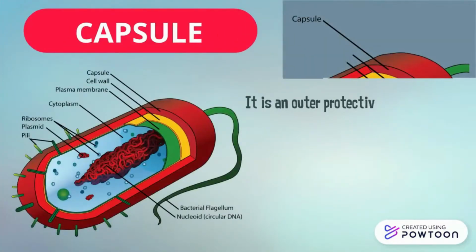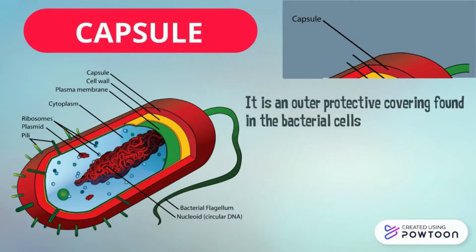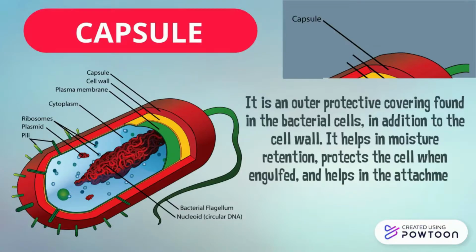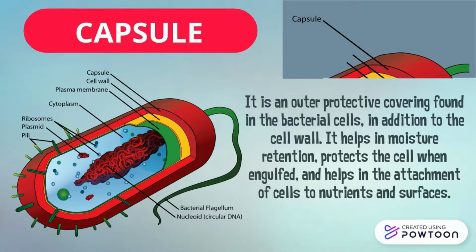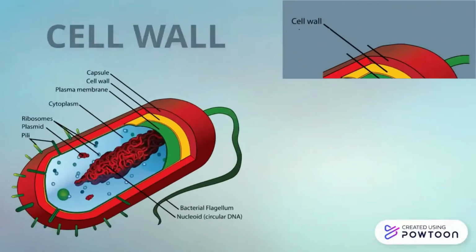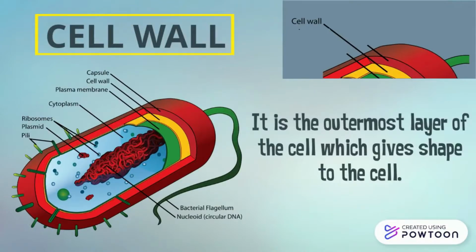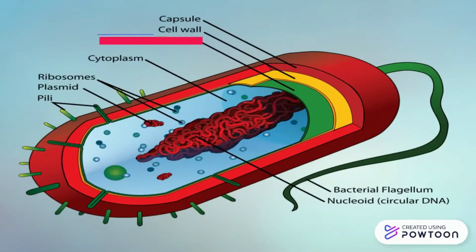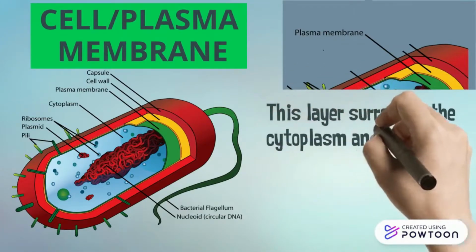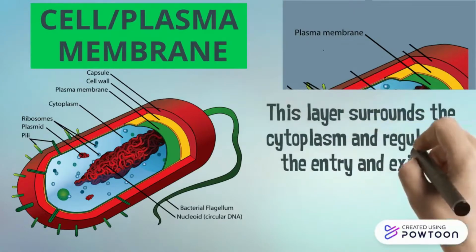Capsule is an outer protective covering found in bacterial cells, in addition to the cell wall. It helps in moisture retention, protects the cell when engulfed, and helps in the attachment of cells to nutrients and surfaces. Cell wall is the outermost layer of the cell which gives shape to the cell. Cell membrane is a layer that surrounds the cytoplasm and regulates the entry and exit of substances in the cells.